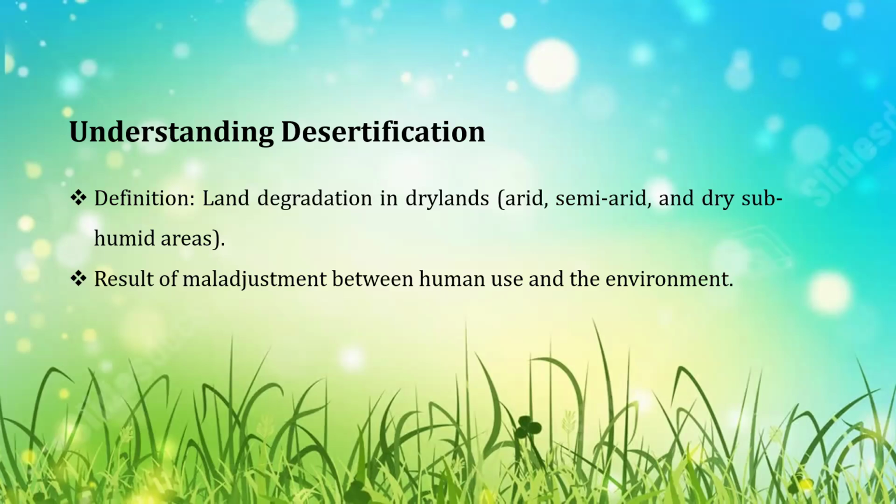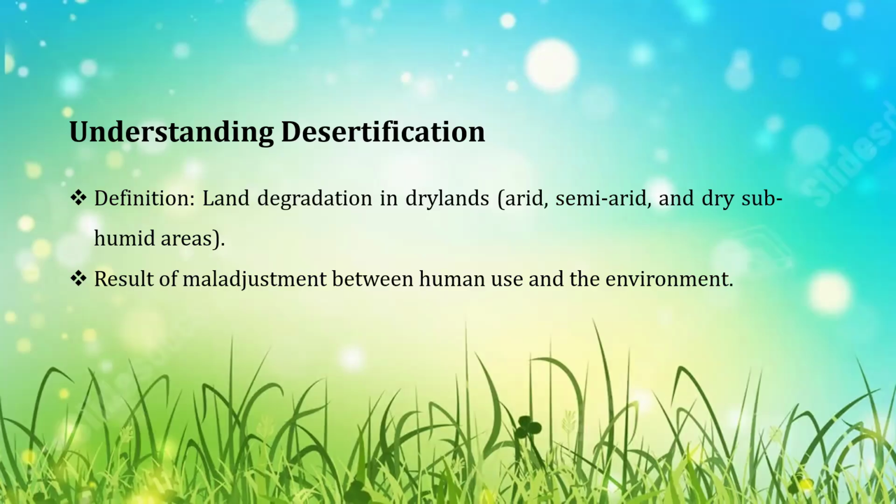The slide frames it as a process of decline in specific types of ecosystem. And what is desertification? The definition of desertification is land degradation in dry lands. It is important to note that this is not about the natural expansion of existing desert. It's about once-productive land losing its biological or economic productivity. It affects three types of regions, that is arid, semi-arid, and dry subhumid.